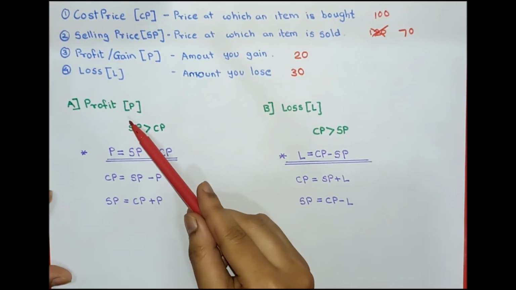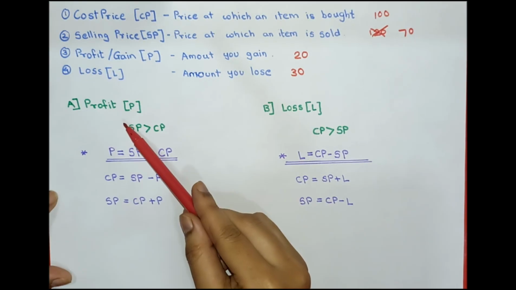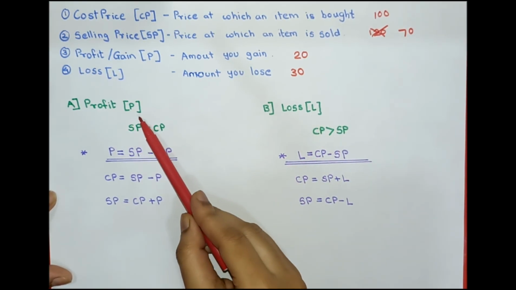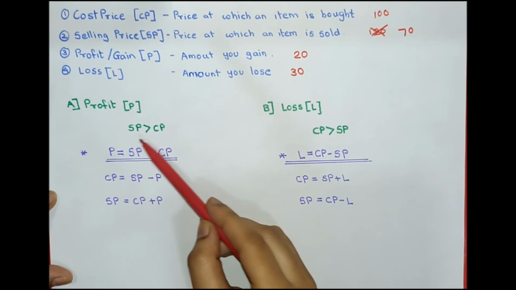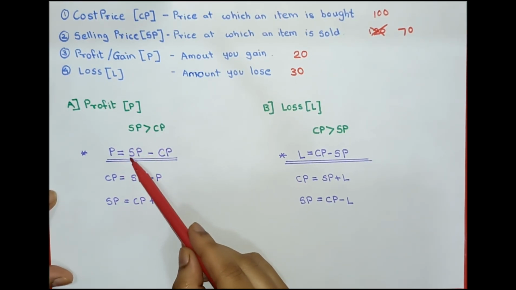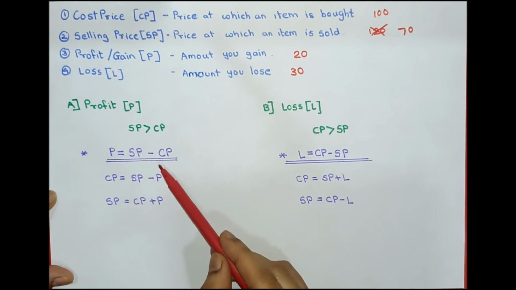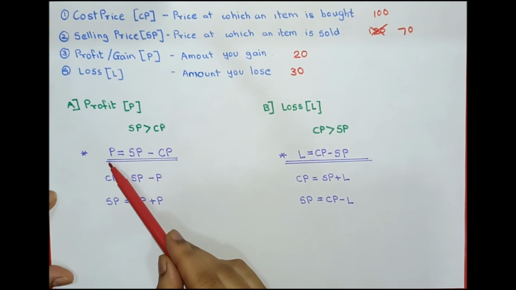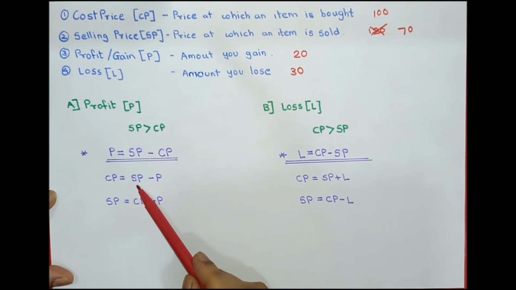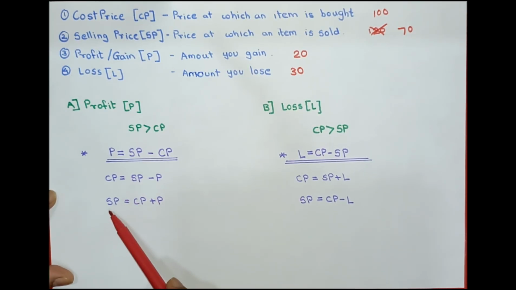So we will be talking about two cases where either it is a profit or it is a loss. Whenever it is a profit, the selling price is always greater than the cost price, and the profit is given as the difference between selling price and the cost price. From this formula, you can derive the cost price as cost price is equal to selling price minus profit, and selling price as the sum of cost price plus profit.